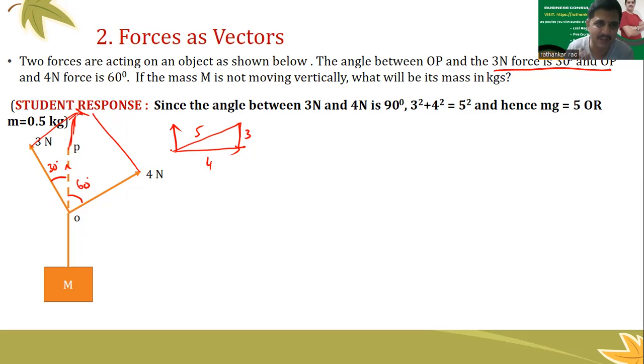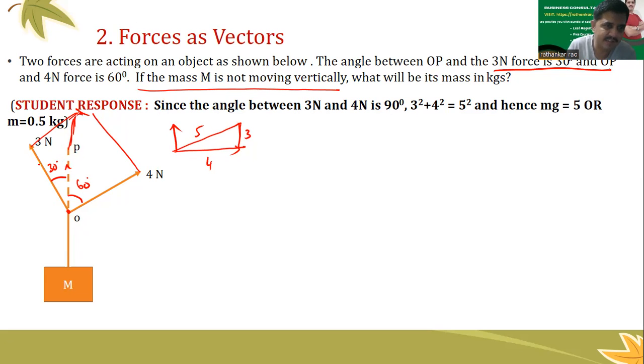Now let us read the question here. Conceptually, there's a lot of meaning over here. It says if the mass m is not moving vertically. First question: why shouldn't it move vertically? If I say it is not moving vertically, it means the point here is at a stationary point. It is not moving in this direction upwards. Now let us understand what's happening here.